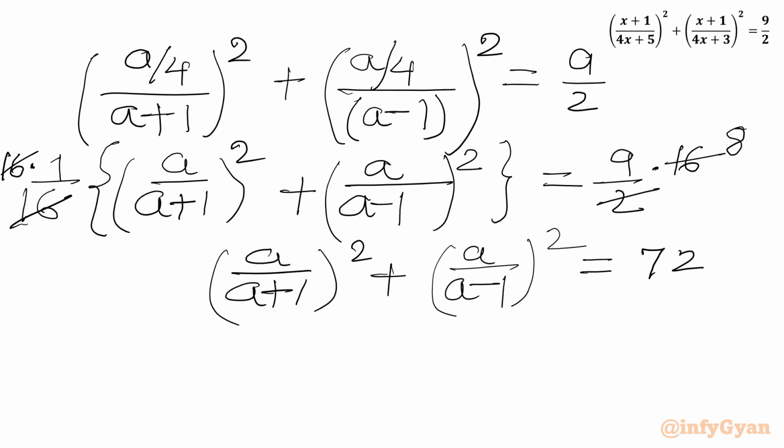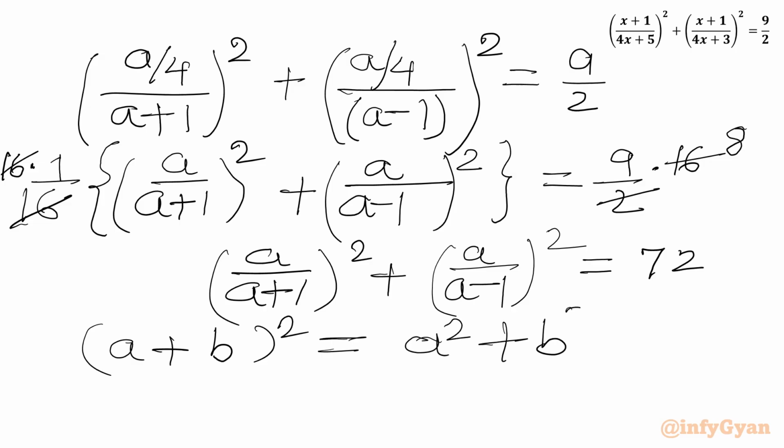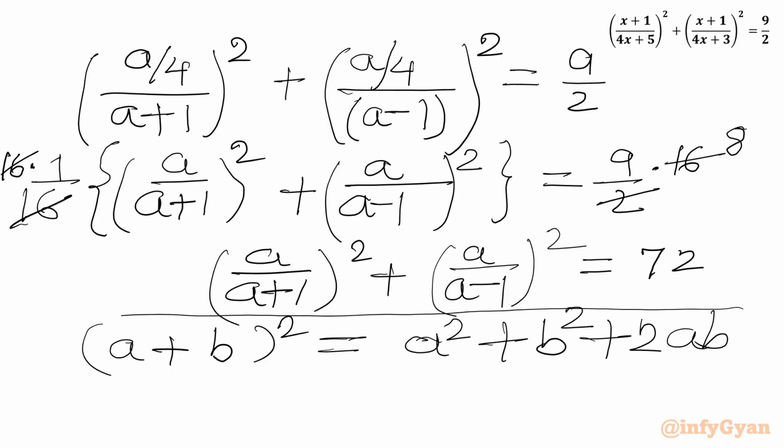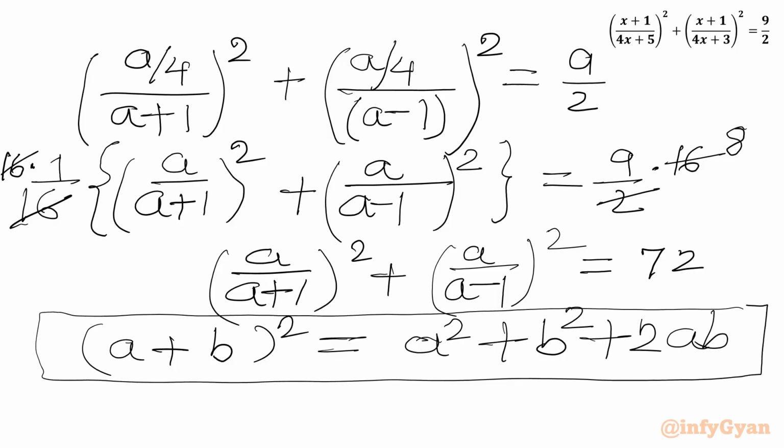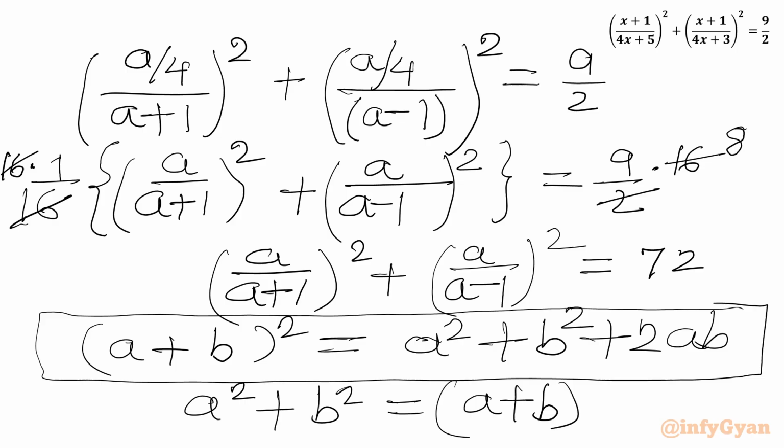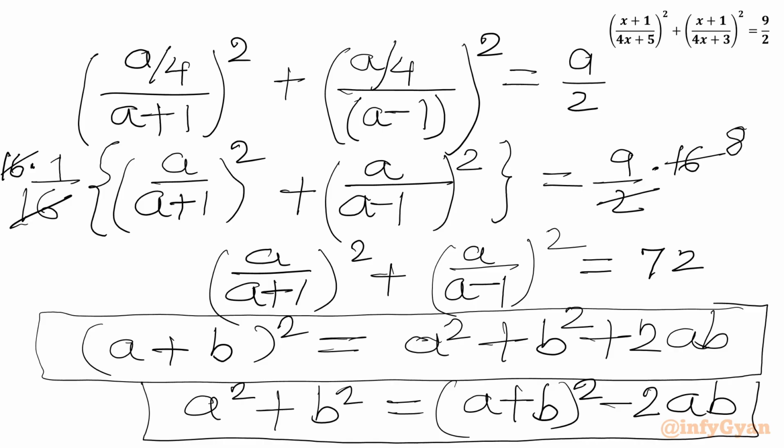Now we know that a plus b whole square formula, if I will write, then this is a square plus b square plus 2ab. This is one algebraic formula. So from here I can write a square plus b square. This can be written as a plus b whole square minus twice ab, which we will apply to our LHS.